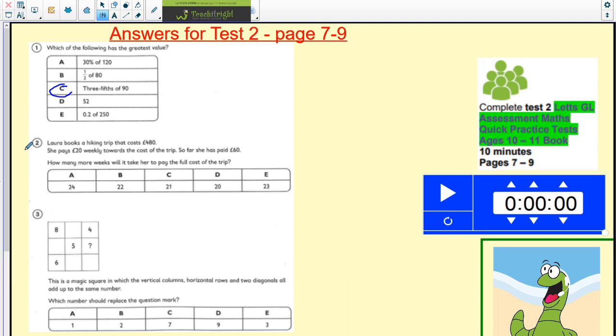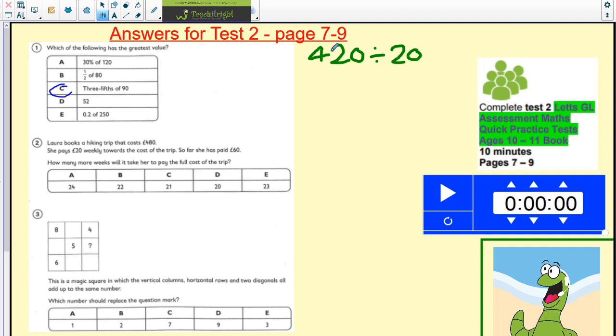Laura books a hiking trip that costs £480. She pays £20 a week. So far, she has paid £60. How many more weeks? Well, first off, I want to know how much money she's got left to pay. So she's going to do 480 take away 60, so she's got 420 left. And she wants to now know how many £20 will fit into the 420. So that's essentially this sum here.